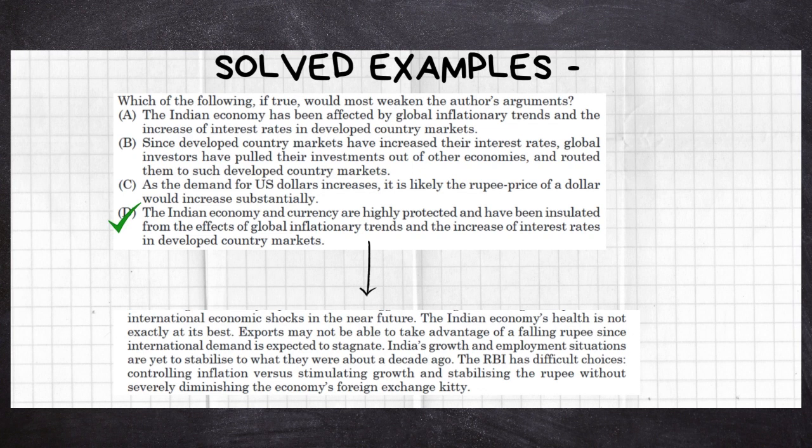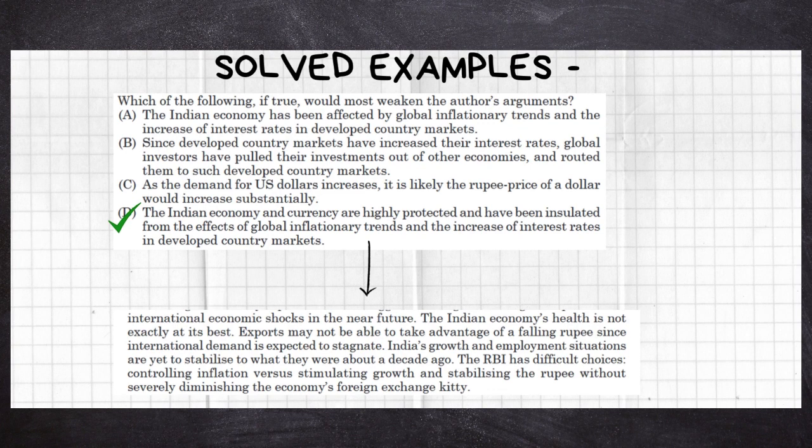So, in this type of question, first of all, we have to understand the crux of the author's argument, and then we have to identify the statement which goes against the author's arguments. Because if the statement which goes against the author's arguments is assumed to be true, obviously it would weaken the author's arguments. So, the only statement among the four options which goes against the author's opinion is the fourth option.